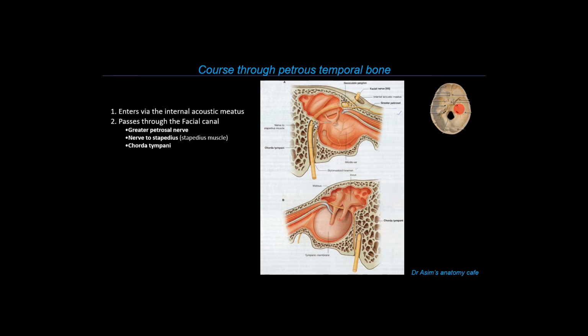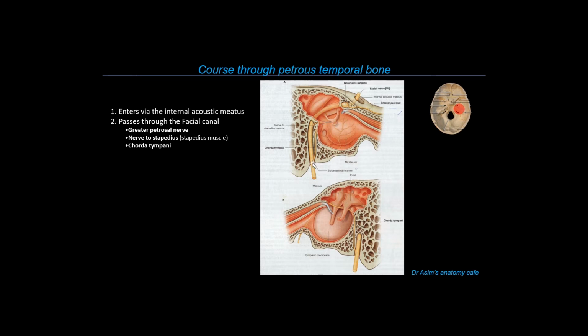These include the greater petrosal nerve, which can be seen over here. This nerve contains the secretomotor fibers to the lacrimal gland. A nerve to the stapedius is given off, which contains the special visceral efferent motor fibers, which innervate a muscle inside the middle ear cavity, which is called the stapedius.